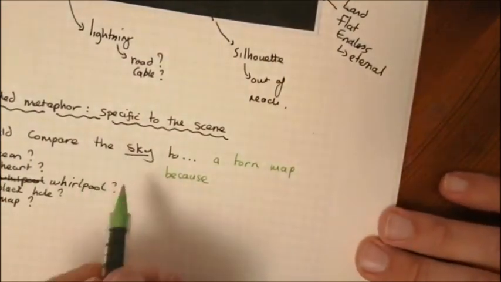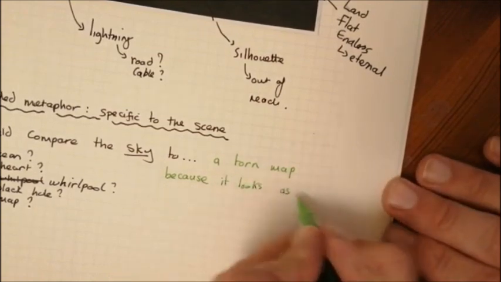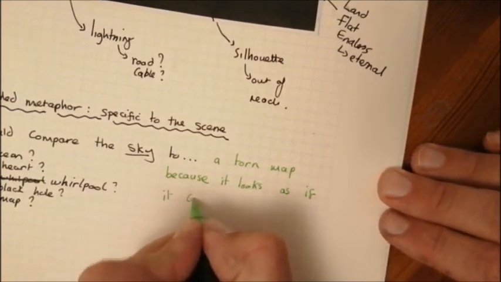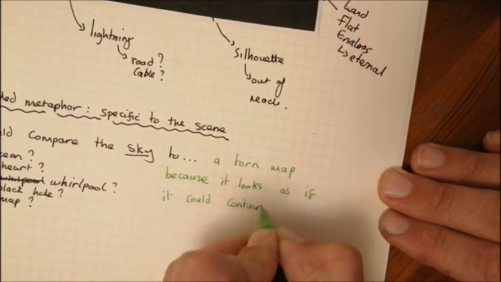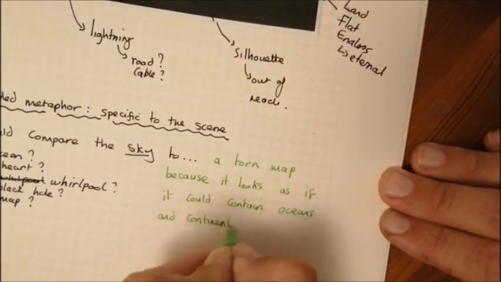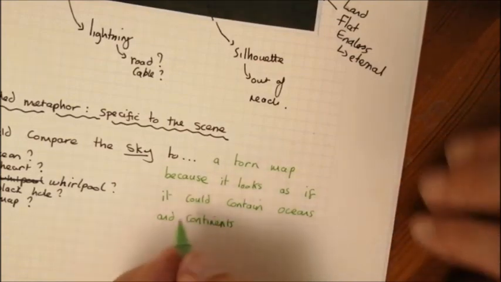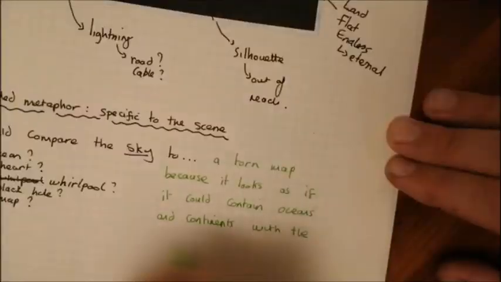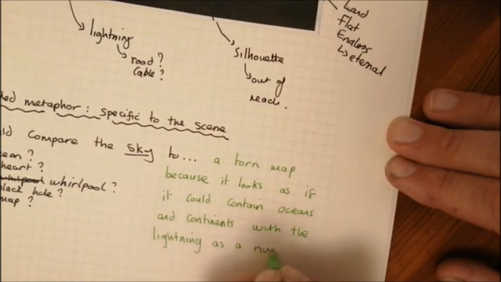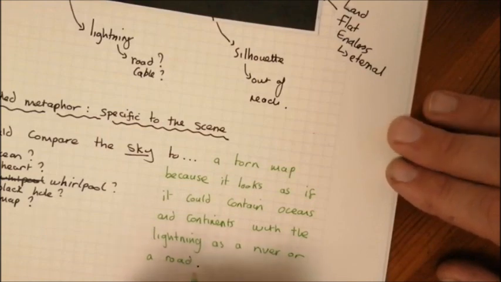So I could compare the sky to a torn map because it looks as if it could contain oceans and continents with the lightning as a river or a road leading somewhere.